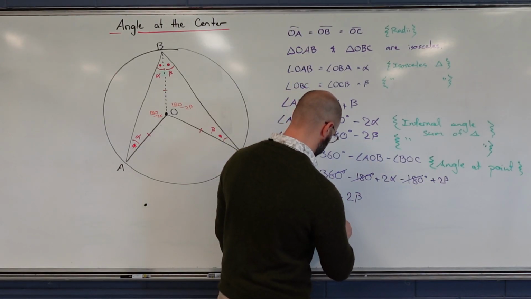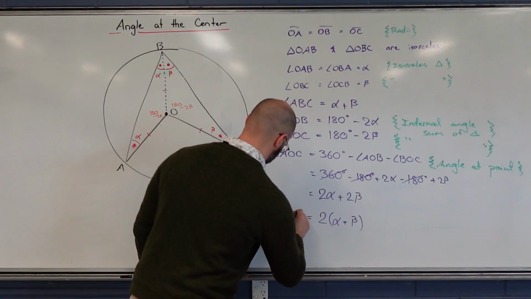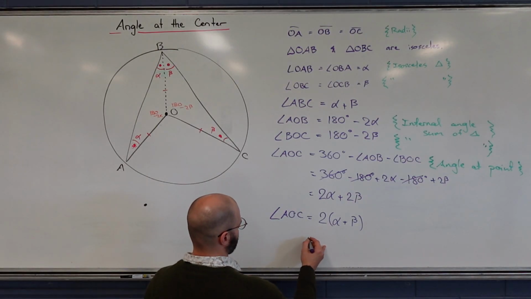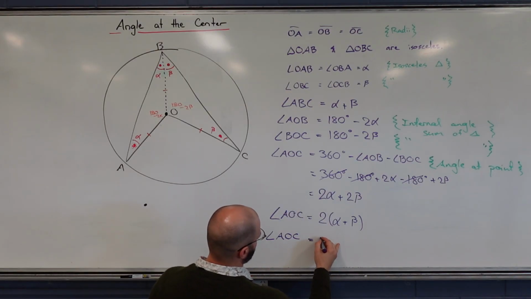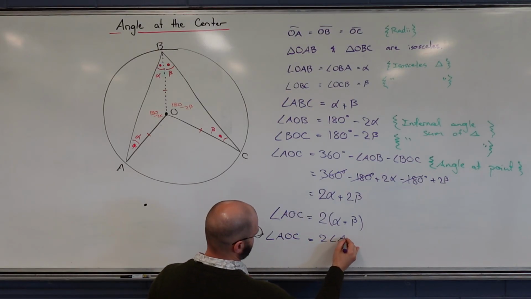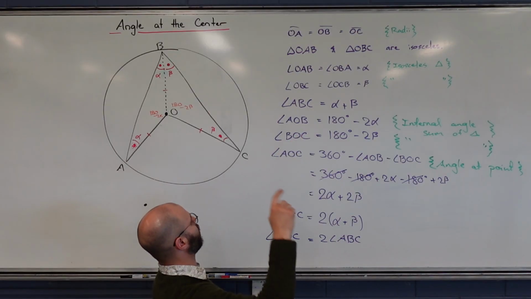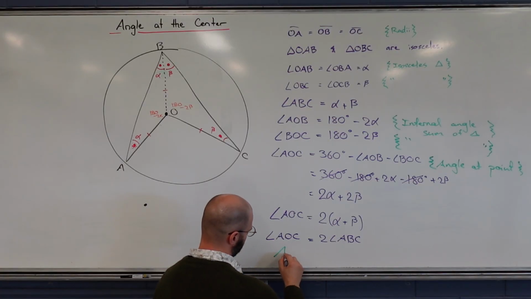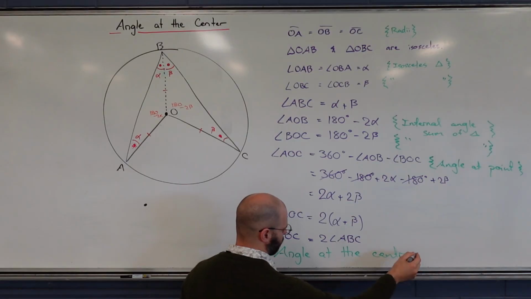Hence, angle AOC is 2 lots of alpha plus beta, or in other words, angle AOC is 2 angle ABC. Pretty cool stuff, right? Doesn't matter where you drag point B, it's always going to be half the size of whatever that guy is. And we call this angle at the center. Simple.